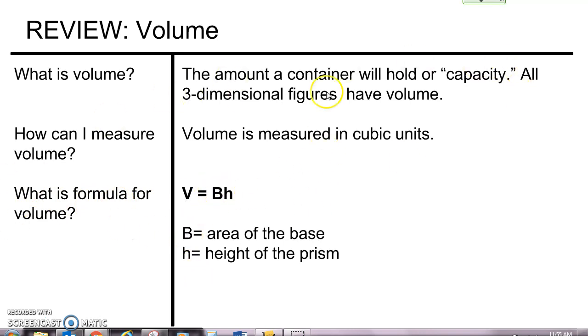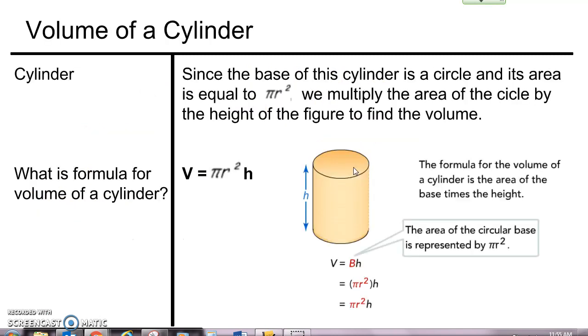So with that in mind, again, you didn't need to copy this down. Let's look at each shape separately, starting with the cylinder. If you'll copy this into your notes up here and write the formula. This is your formula. You may even want to highlight the formula there, volume of a cylinder. Since the base of the cylinder is a circle and its area is equal to pi r squared, we multiply the area of the circle by the height of the figure to find the volume.